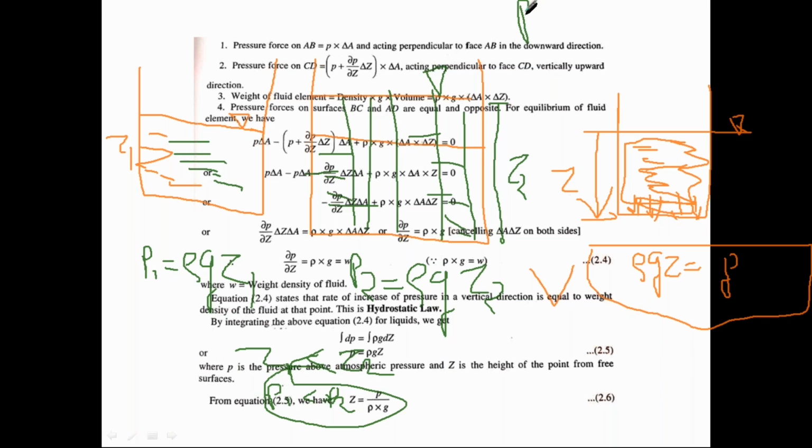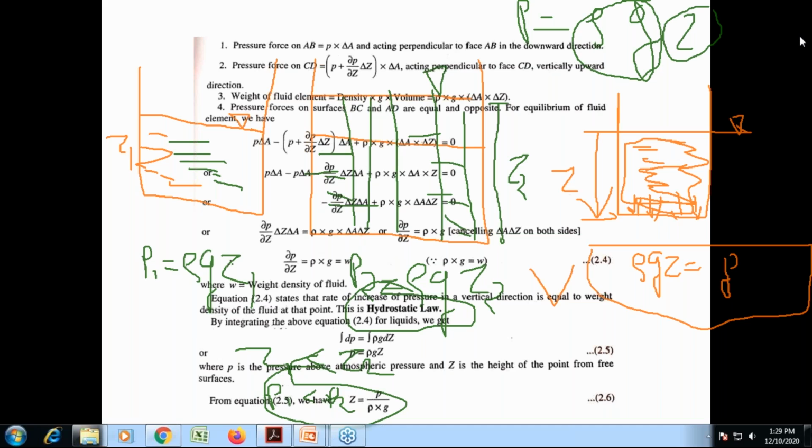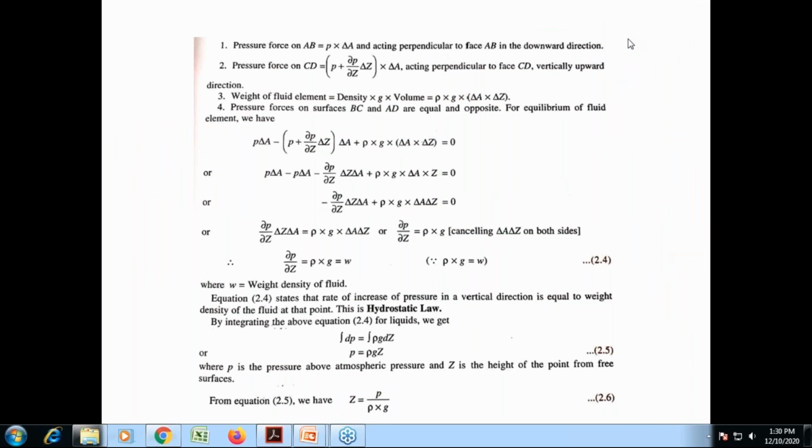P is equal to rho g Z. So P is directly proportional to the specific weight as well as Z. So this is all about the hydrostatic law, one of the most important derivations in fluid mechanics. And this hydrostatic law we are going to apply when surfaces are immersed.